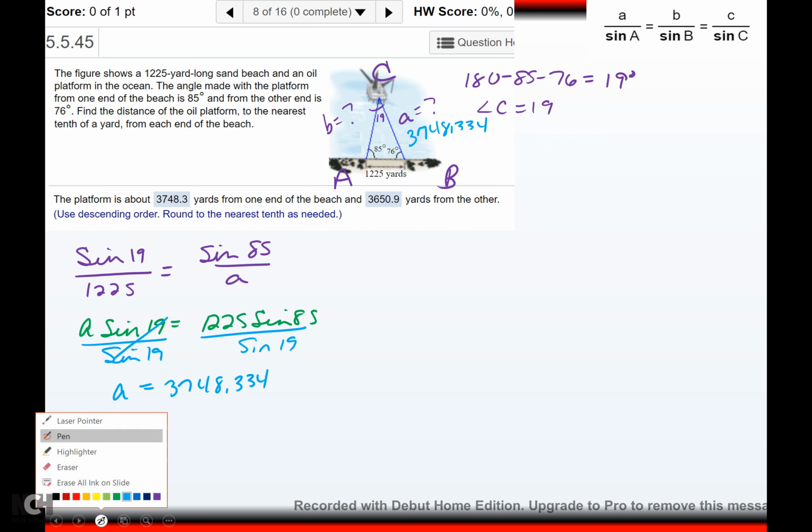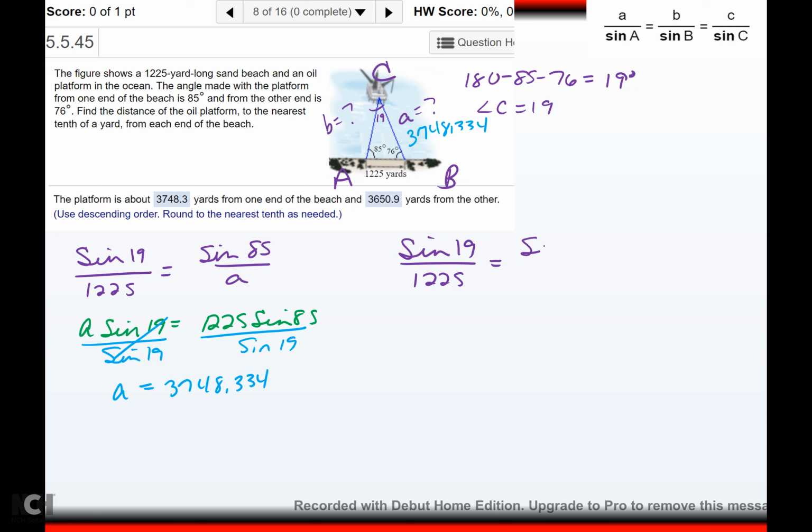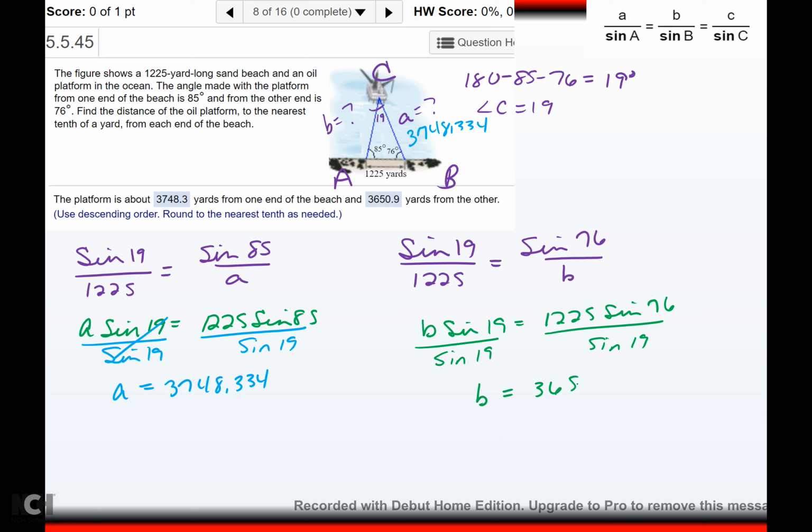Right, and then to get b, I set up the other one, so I would have sine of 19 over 1225 equals sine of B over little b. So, solve this one, I have b times sine 19 equals 1225 times sine 76, divide by sine 19, and I get little b equals 3650.886. Oh, it's the nearest tenth, so this is going to be 3650.9, and this would be 3748.3. So it said use descending order, which means they want the big one first and then the smaller one. So I listed a first and the smaller one second.